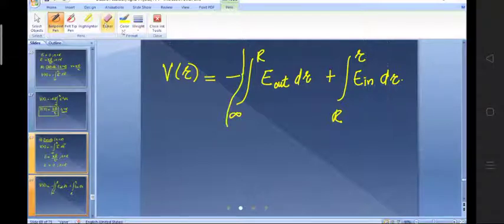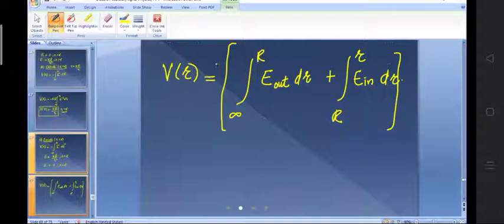This is the integral we are going to solve, and here it's a negative sign. Now, what is the electrostatic field outside? That is equal to kq by R square. So here I will replace it by kq by R square.